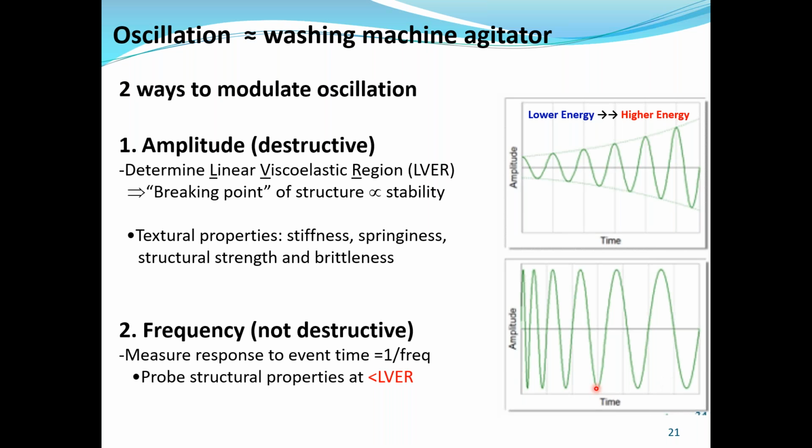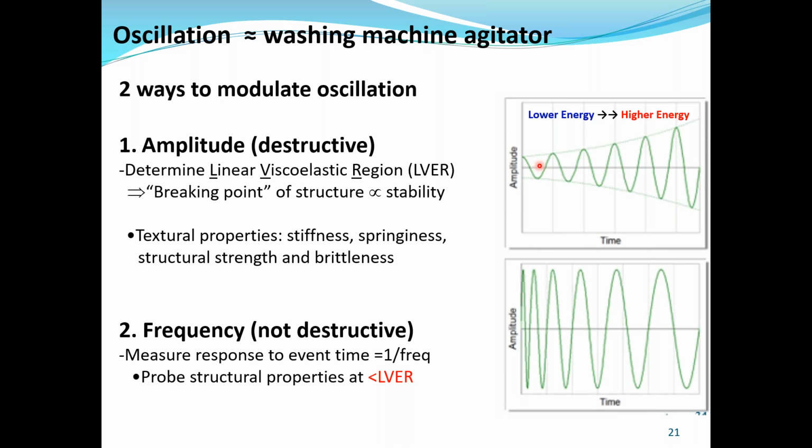So focusing on amplitude modulation initially, it's a destructive test, and it's to determine the linear viscoelastic region of the material. In this case, we start at a low amplitude, low energy, increase the amplitude, and as we increase the amplitude, we're increasing the energy input. It basically determines the breaking point of the structure, which correlates pretty nicely with stability of the material. It can also be used to quantify stiffness, springiness, structural strength, and brittleness.